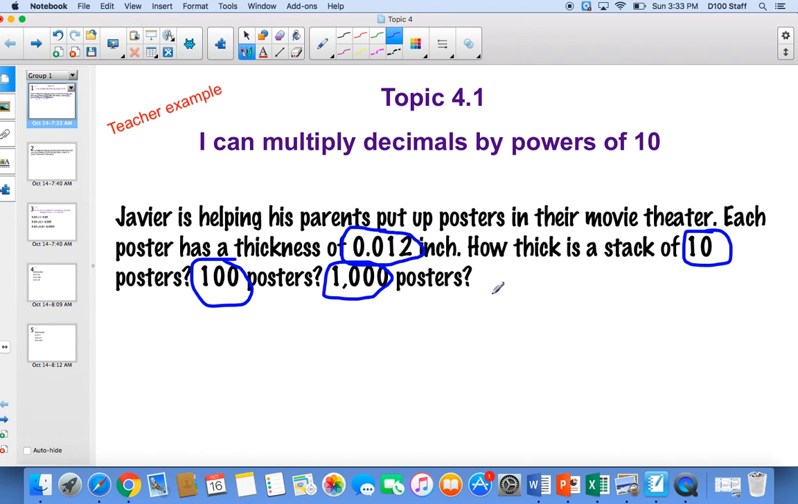Next, we are going to underline our question. So in this problem, we have more than one question here. We're going to solve, looks like 3 questions.